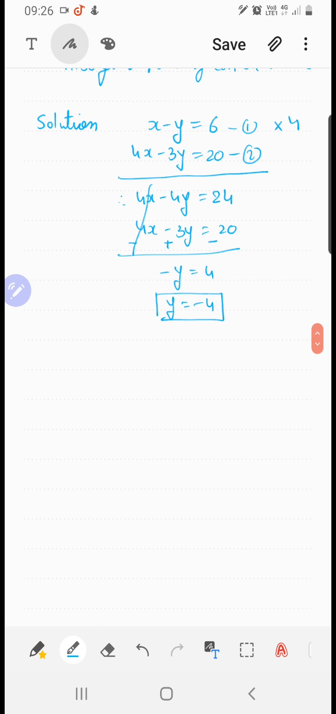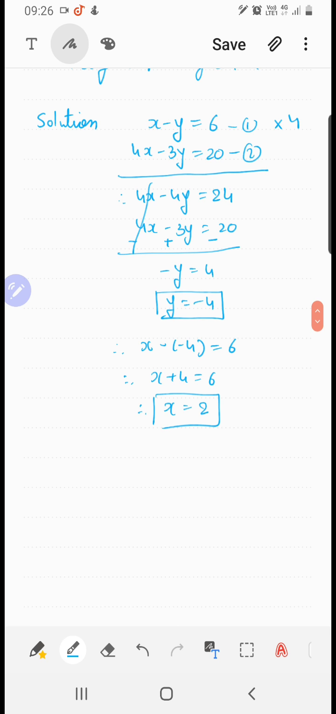Now what we do is substitute the value of y in any one of the equations. Minus 4 equal to 6. So what I get is x plus 4 is equal to 6. The value of x is equal to 2. Okay, so that is how we got the point of intersection of two lines. So this implies the point of intersection is 2 comma minus 4.